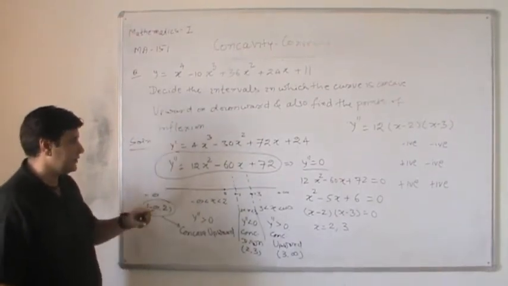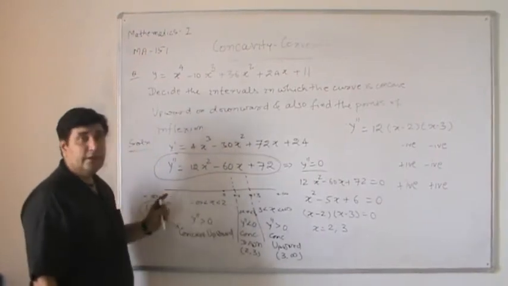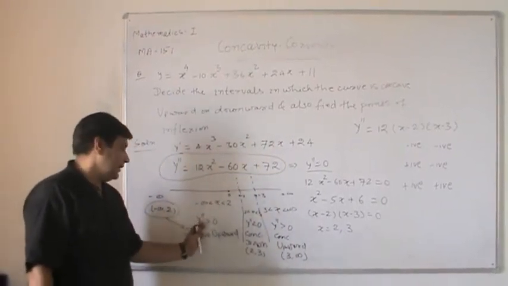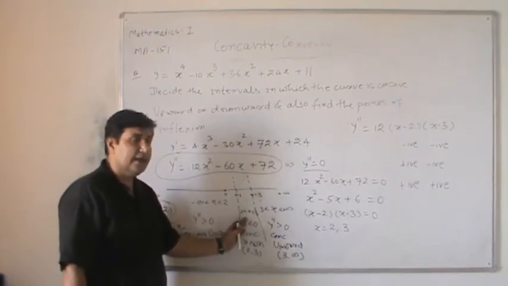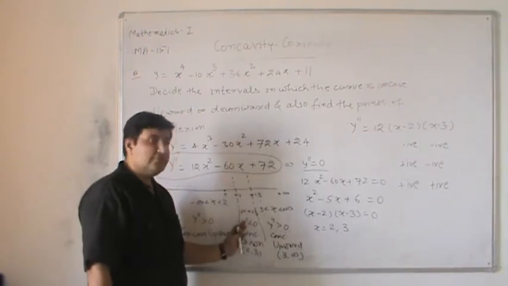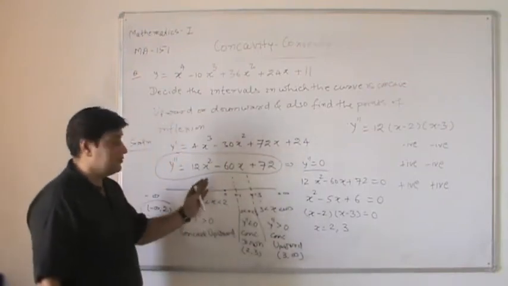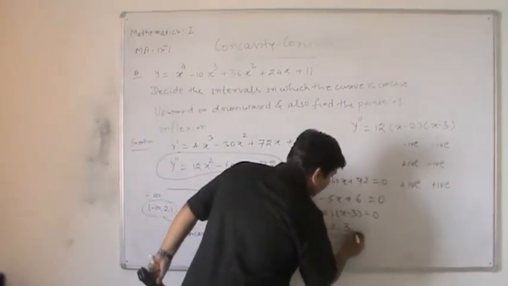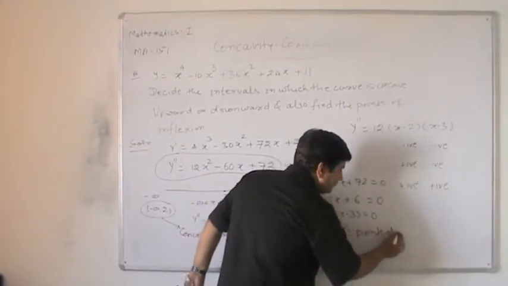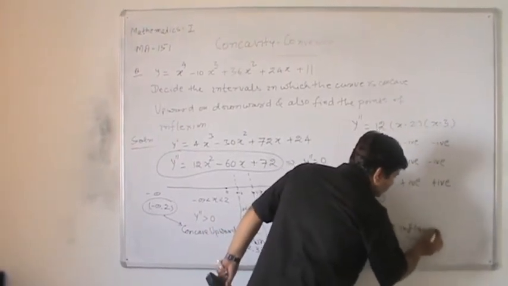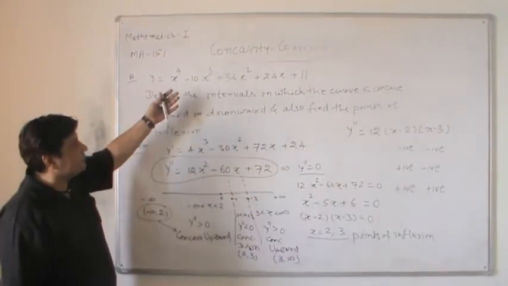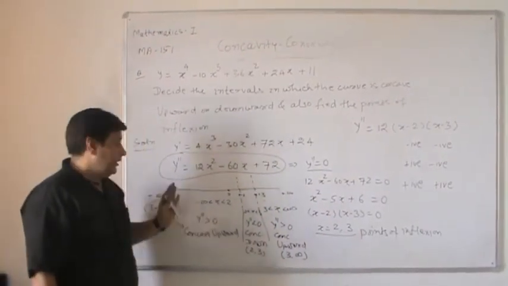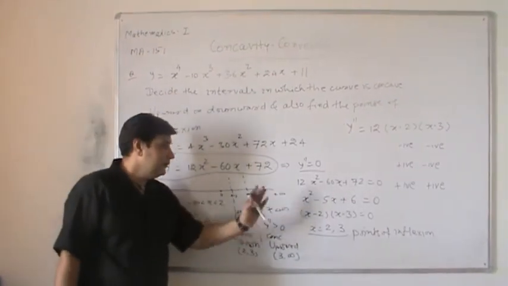Other way to say this is that at x equal to 2, the second derivative changes its sign, because on the left of x equal to 2, the second derivative is positive, and on the right, it is negative. For x equal to 3, on the left the second derivative is negative, on the right it is positive. So the second derivative is changing sign at x equal to 2 and x equal to 3. Therefore, both are points of inflection. So if in a question we need to decide the intervals of concavity and convexity and points of inflection, we can use this knowledge of the sign of the second derivative.